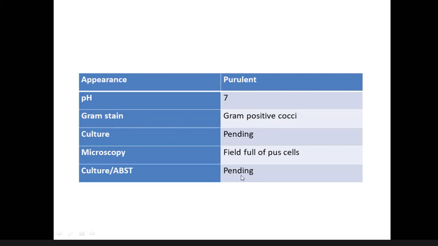Culture, but pH is 7. Gram stain, now there are gram positive cocci. Microscopy field full of pus cells. So what does this indicate? Empyema, right? Looks like empyema.